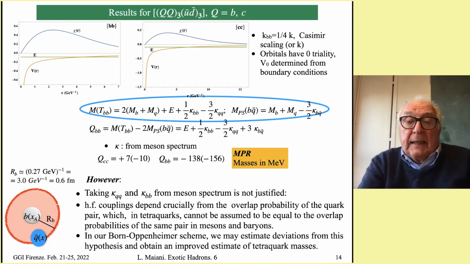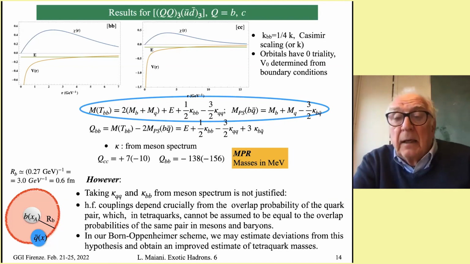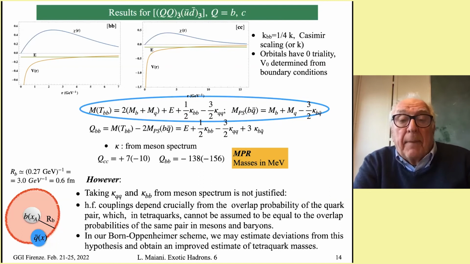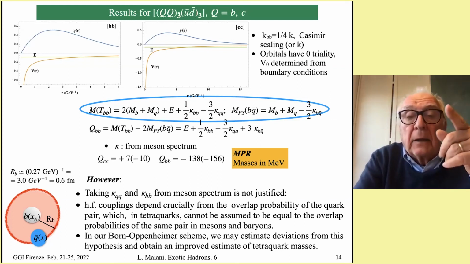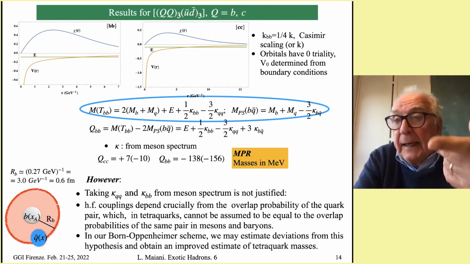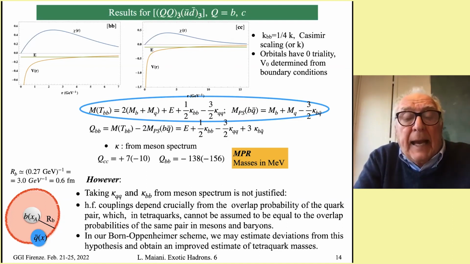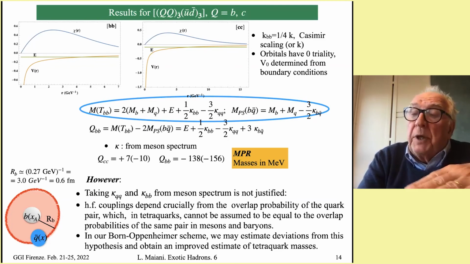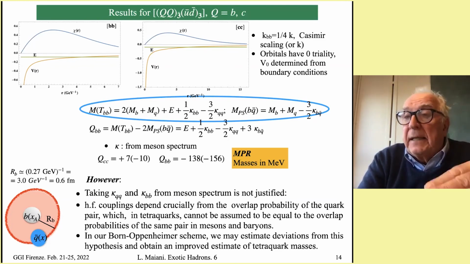And we find a very interesting relation. The quark masses have gone, because they are the same before and after. There is the Born-Oppenheimer eigenvalue, and there are these kappa BB and kappa QQ and kappa BQ bar, which is the meson term. Now, if we take kappa QQ, and recall that the two light antiquarks are in a three, like in the baryon, then I get that QCC is very close to zero. So I would predict the mass of the tetraquark with two charm to be on top of the DD bar.